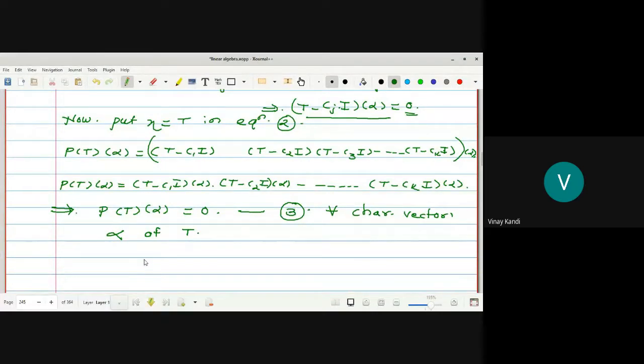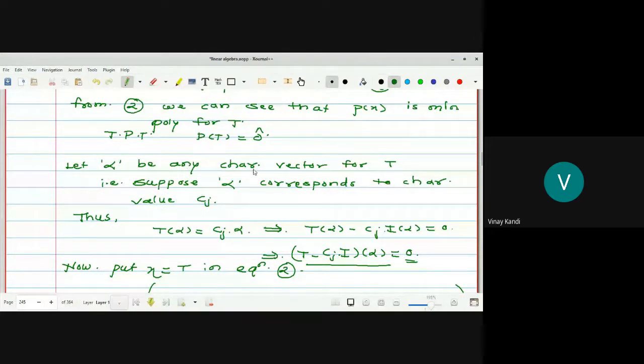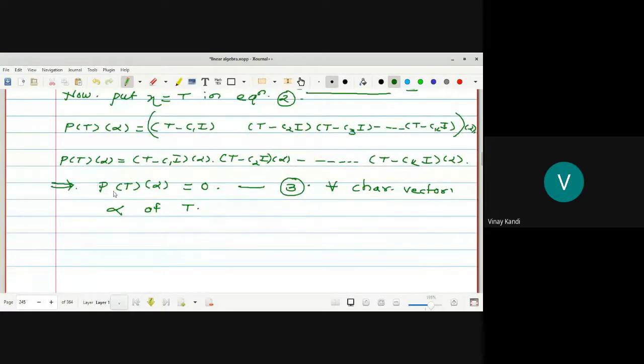Now, let alpha be any characteristic vector for T. Suppose this alpha corresponds to the characteristic value Cj, and P of T of alpha is equal to 0 for all characteristic vectors alpha of T. Here is condition 3. Now look at here.